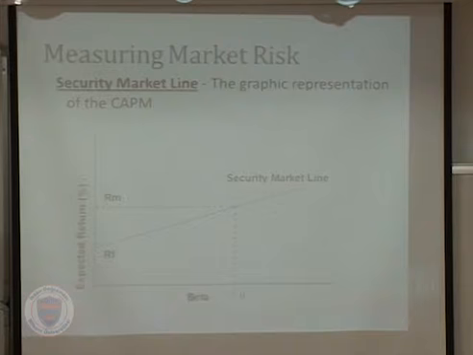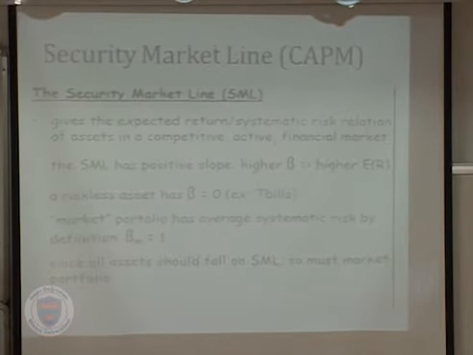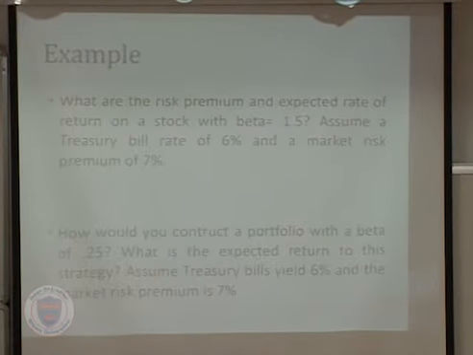Let's look at this question. What are the risk premium and expected rate of return on a stock with beta 1.5? Assume a treasury bill rate of 6% and market risk premium of 7%. So let's read it again. It says, what are the risk premium and expected rate of return on a stock with beta 1.5? Assume the treasury bill rate is 6%, which is the risk-free rate. Market risk premium is 7%.